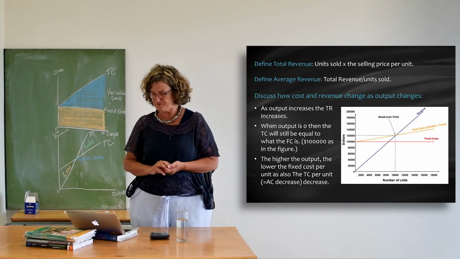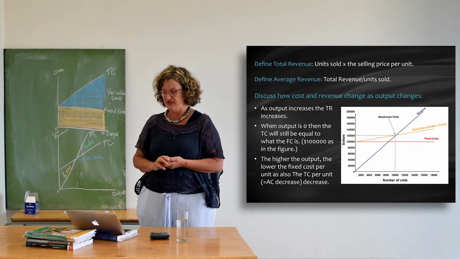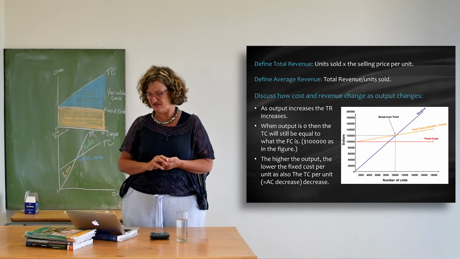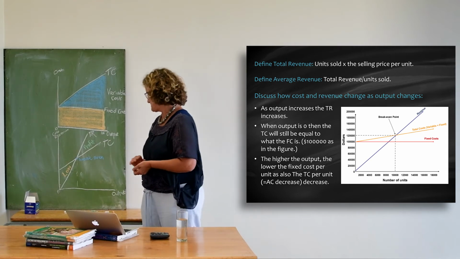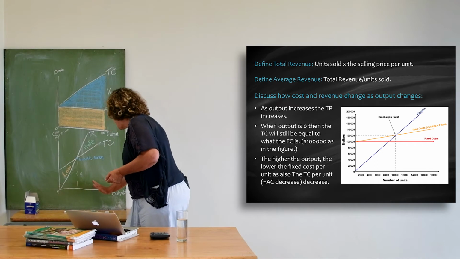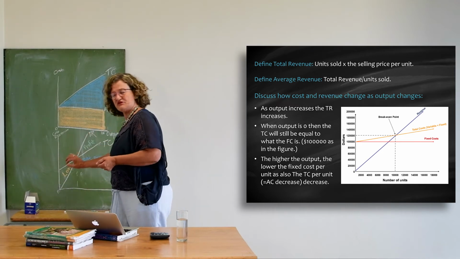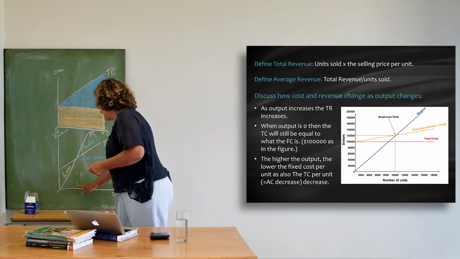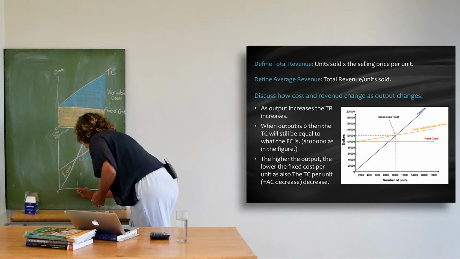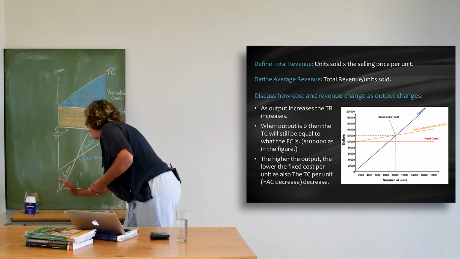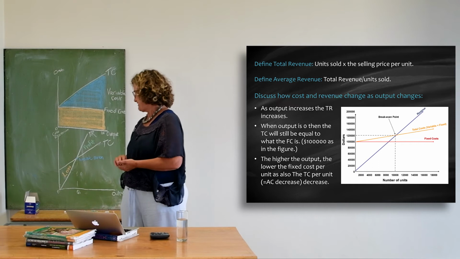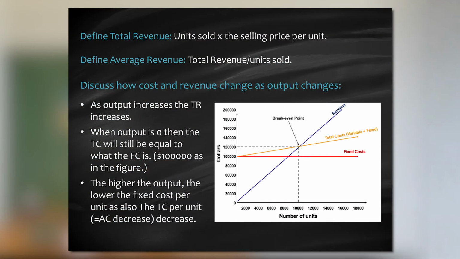Okay, so now the next part in the syllabus is that you discuss the cost and the revenue as the output changes. And that is just, if the output increases, what will happen to your total revenue and what will happen to your total cost. And that is what we have said. If you produce anywhere to the left before this point, then you will make losses because your total revenue will be less than your total cost. And the opposite is true.